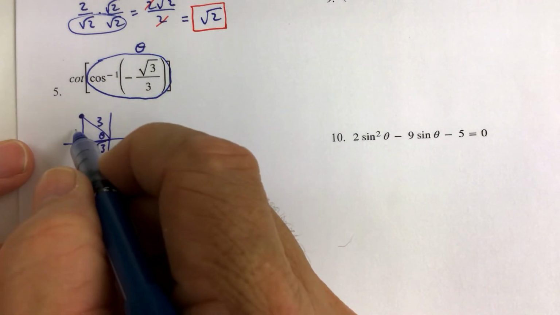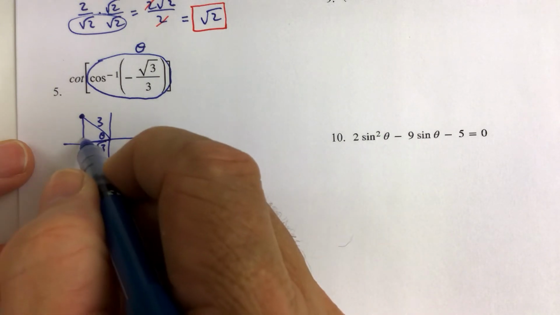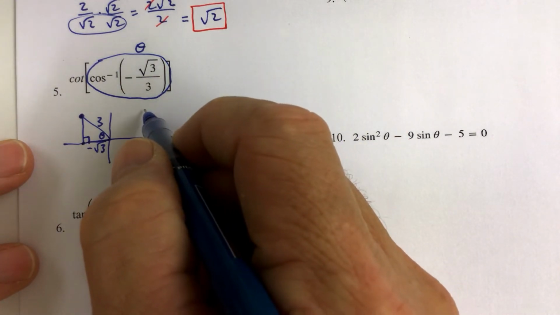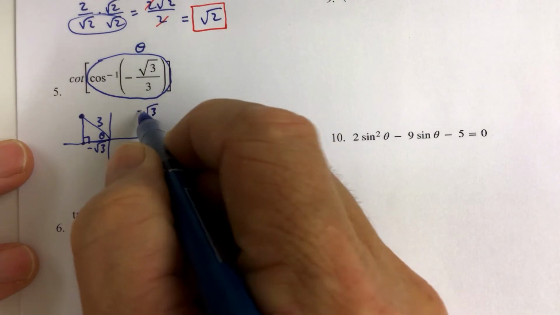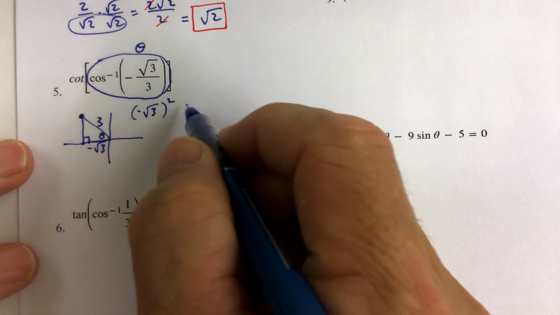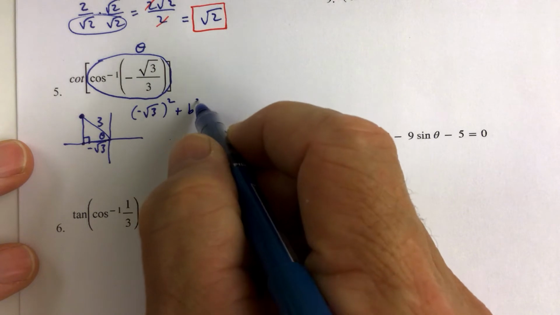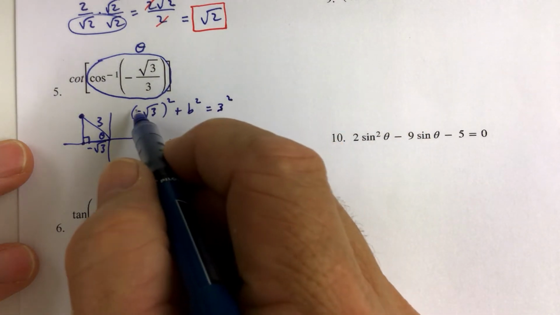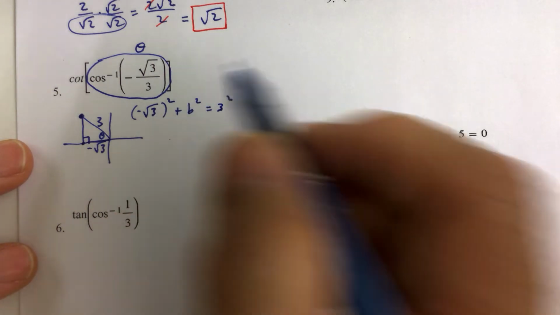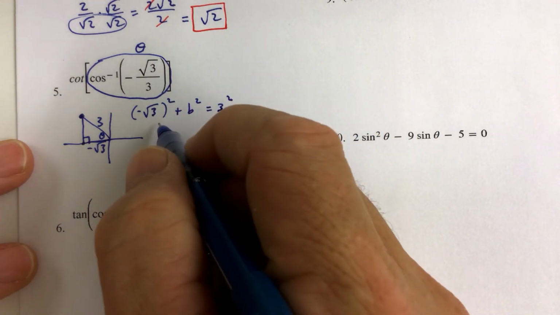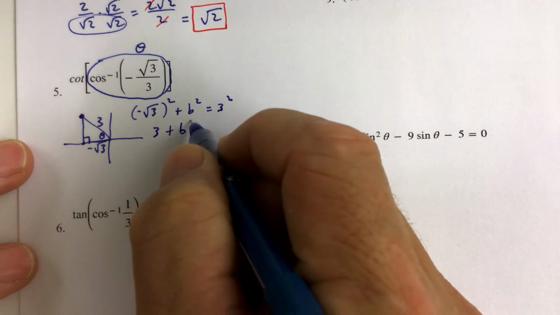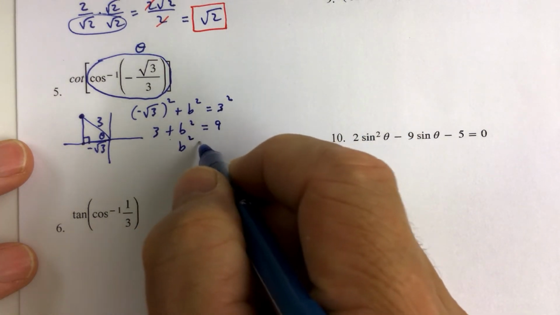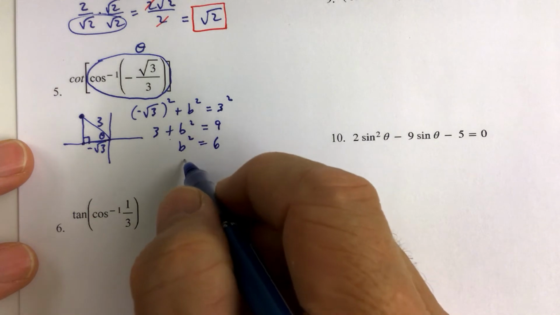We have to figure out the length of the vertical leg of this right triangle, so we're just going to use the Pythagorean theorem. Negative radical 3 squared or just radical 3 squared, you're going to get the same thing. A squared plus b squared equals c squared. Radical 3 squared is 3. So 3 plus b squared is equal to 3 squared, which is 9. Subtracting 3 from both sides, we get b squared equals 6.